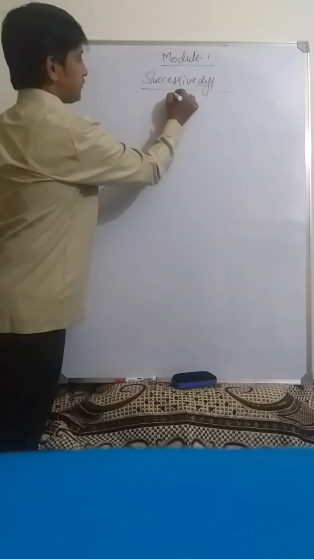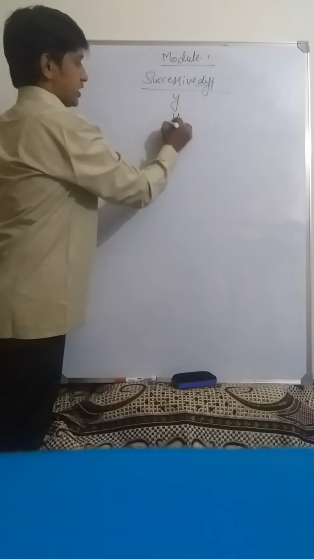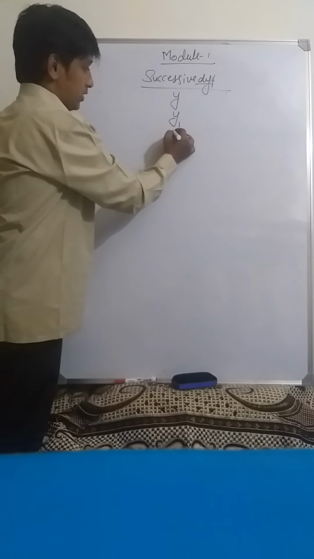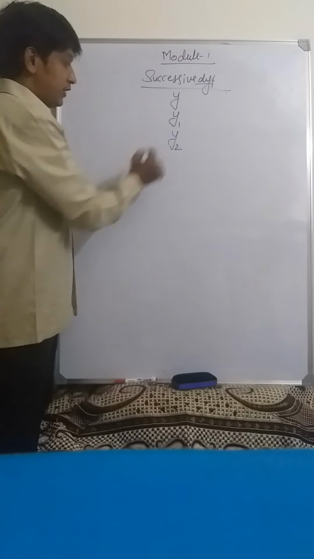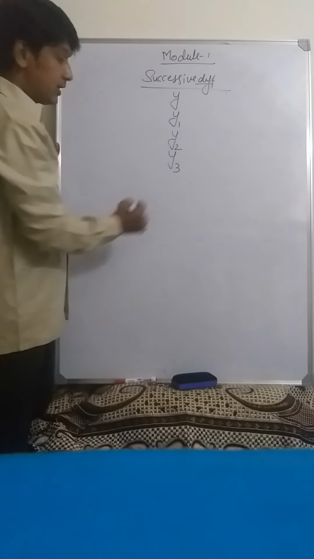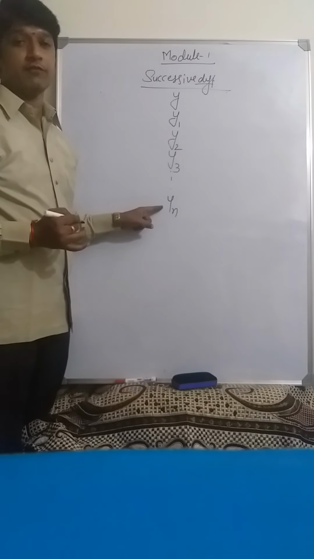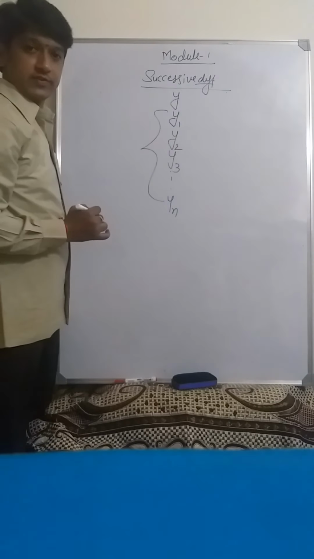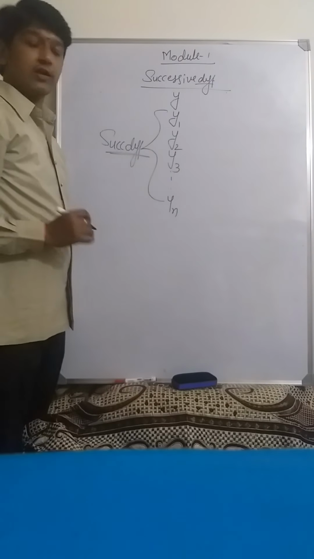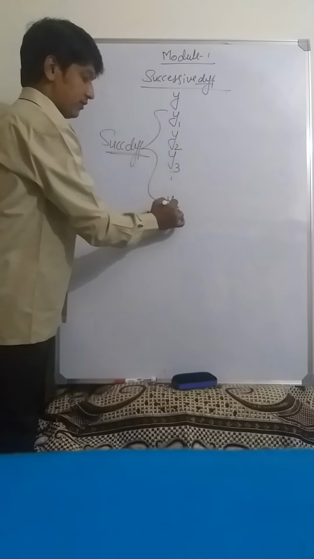For example, if you take y as a function and differentiate it the first time, you are going to get y1, the first derivative. If you differentiate y1 again with respect to x, you are going to get y2. If you differentiate the second derivative y2 again with respect to x, you are going to get y3. Keep on doing the same, you are going to get yn. Now this represents the nth differentiation of the given function. This process of differentiation is called successive differentiation. These are all the derivatives in the process: first derivative, second derivative, third derivative, nth derivative.